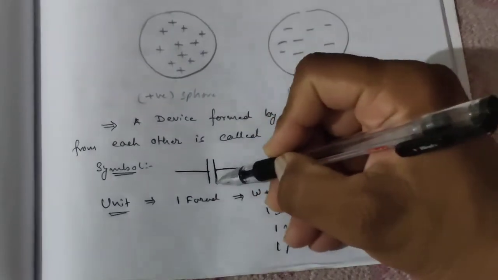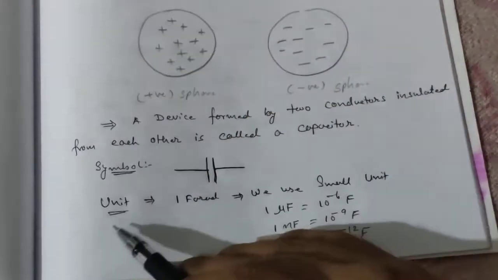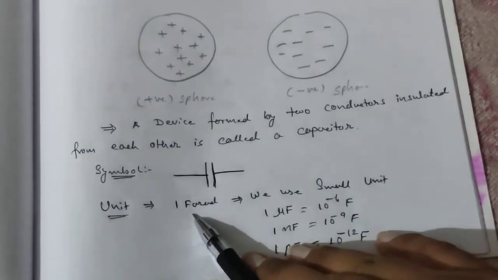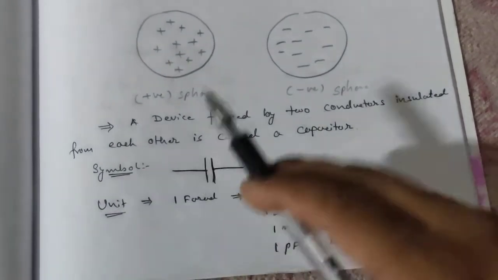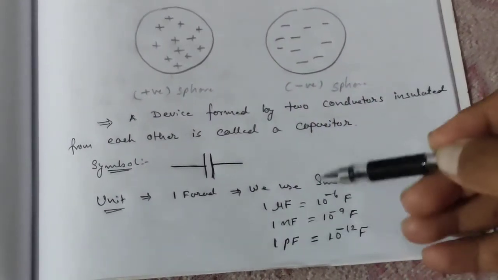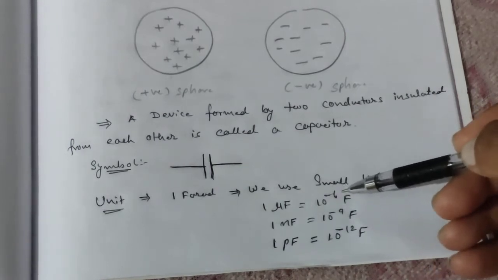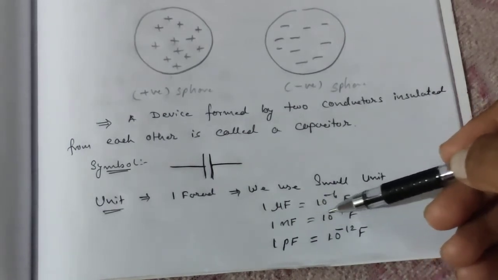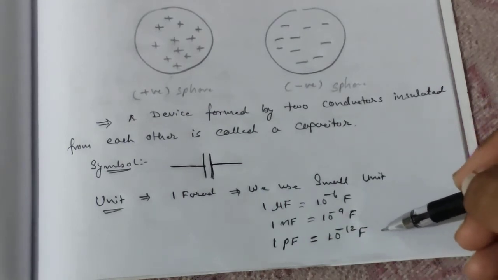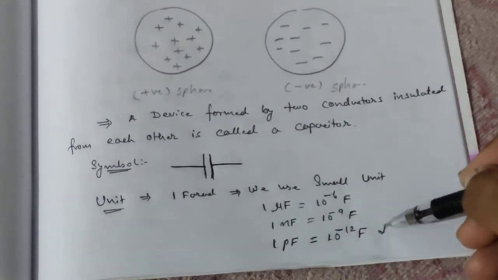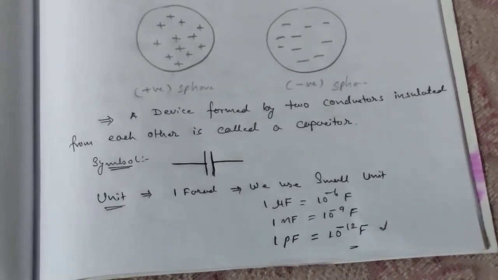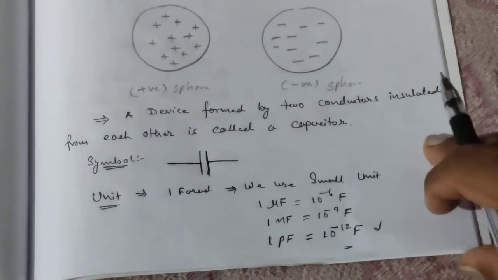Right now, as I told you, the unit of capacitance is farad, but remember farad is a very big unit, so we basically use microfarad, nanofarad and picofarad. 1 microfarad equals 10 raised to minus 6 farad, 1 nanofarad equals 10 raised to minus 9 farad, and 1 picofarad equals 10 raised to minus 12 farad. So these are some relations for farad, so use them for numerical purposes.